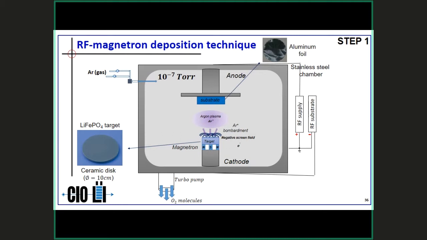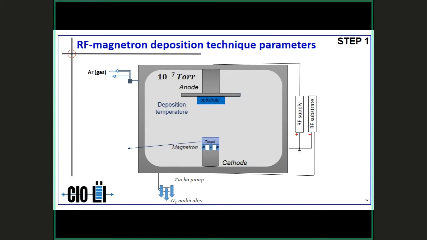Once we have the bombardment of the surface of the target, this cloud of species will be generated. If we look inside of these species, what we are going to find are the lithium iron phosphate atoms that are traveling from the target to the substrate. Their objective is to reach the surface of the substrate in order to build up the thin film. So basically this is the process of the sputtering deposition.